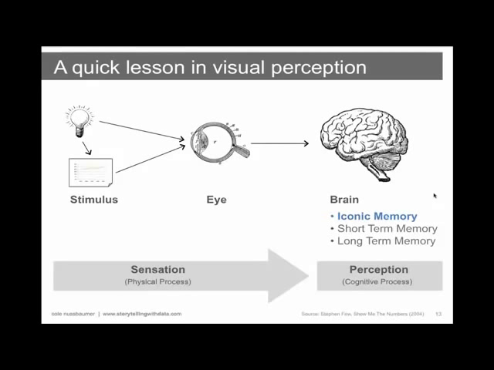And there's one we're going to talk about today, which is iconic memory. And iconic memory is super short-term, shorter than short-term memory. Information stays there for fractions of a second before it's forwarded on to your short-term memory. And the important thing about iconic memory is that it's tuned to a set of what we call pre-attentive attributes.